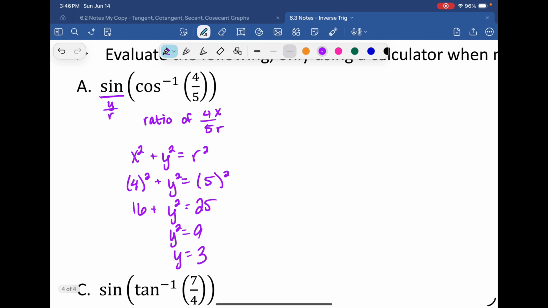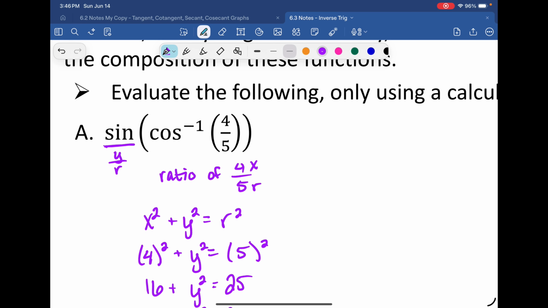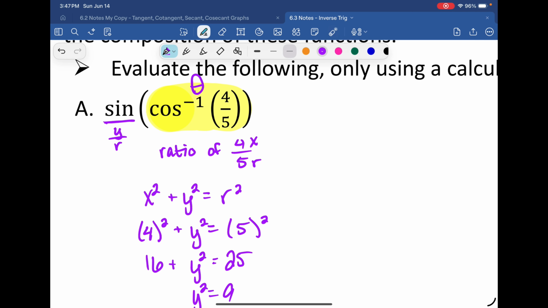So the sine, okay, let me backtrack. All of this represents an angle, because remember the answer to an inverse cosine, inverse sine, or inverse tangent is all an angle. The answer is an angle, and I want the sine of that angle. Well, sine is y over radius. I have the y now, so the sine of this angle is 3/5.